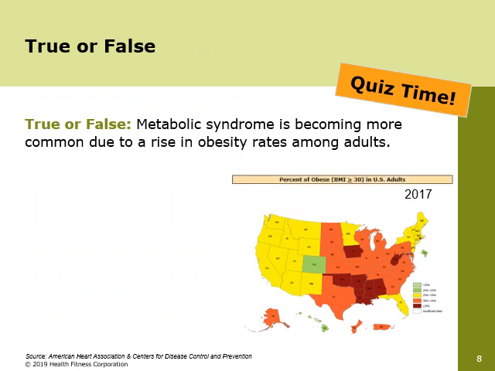We have another pop quiz here. True or false? Metabolic syndrome is becoming more common due to a rise in obesity rates among adults. And as you can see here, this is true. There has been a dramatic increase in obesity in the United States since 1990. The map on this slide shows the prevalence of obesity, which here is defined as adults with a BMI of 30 or greater in each state.